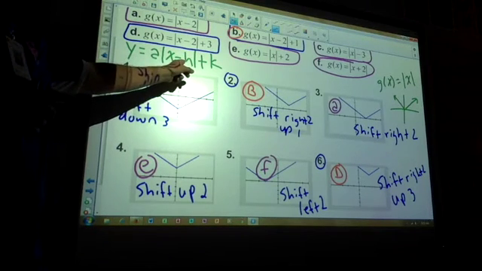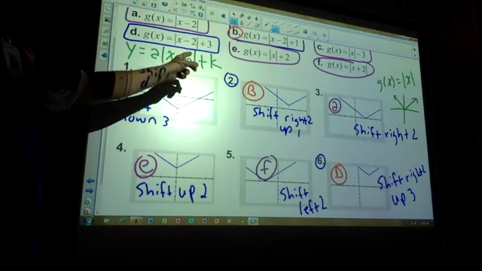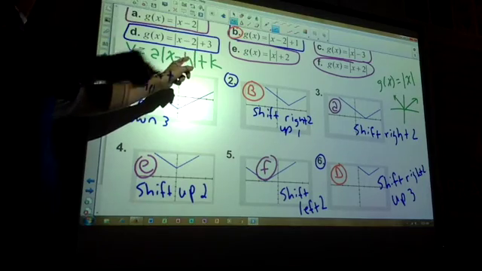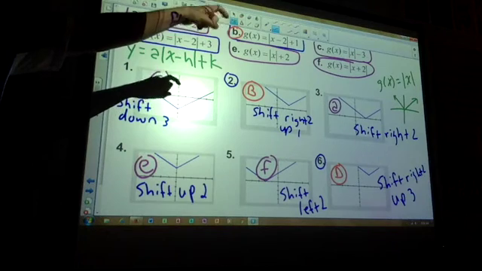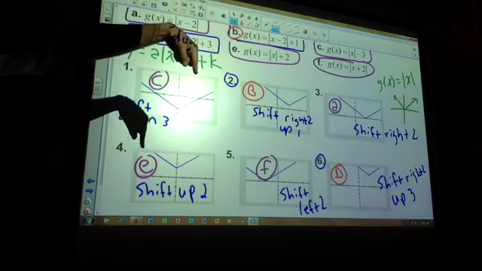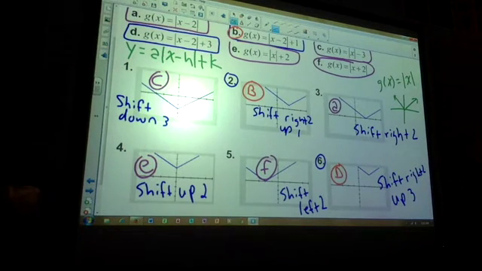The h shifts it right or left. If it's positive, it shifts left. If it's negative, it shifts right. The k shifts it up or down. If it's positive, it goes up. If it's negative, it goes down. So is the h and the k a numbered point? Yes. Good.